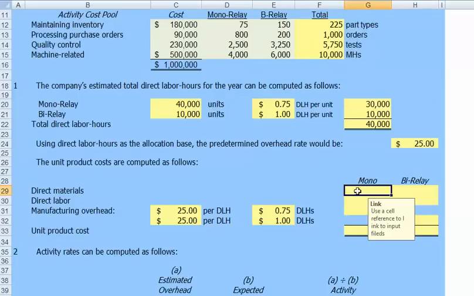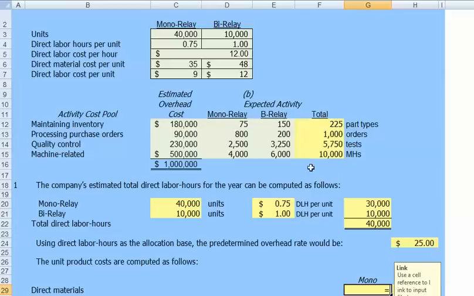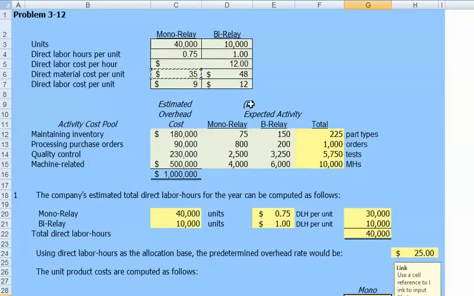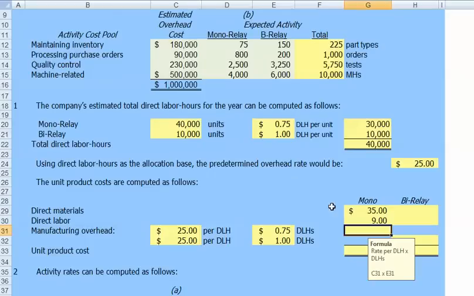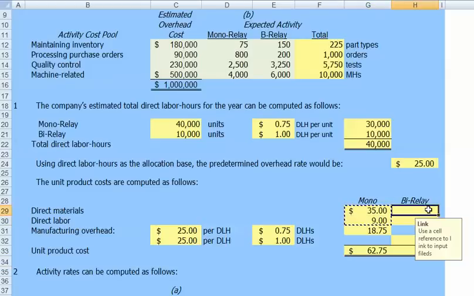So then I'm going to pick up my cost. Remember, direct material, direct labor, manufacturing overhead. For the mono, my direct material cost was $35. My direct labor cost was $9. And I can calculate my overhead that I'm going to apply will be 0.75 hours times $25 per direct labor hour. And I have a total cost of $62.75 for my mono relay. I can copy those right on over.